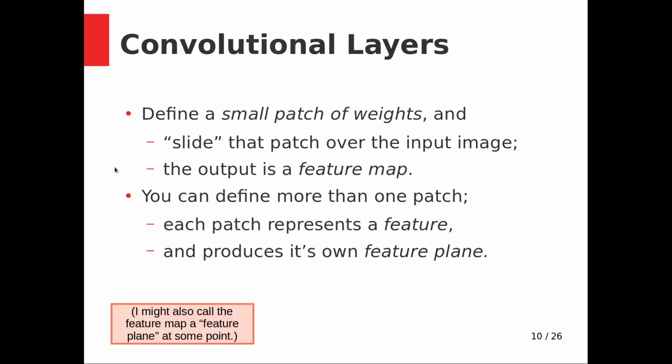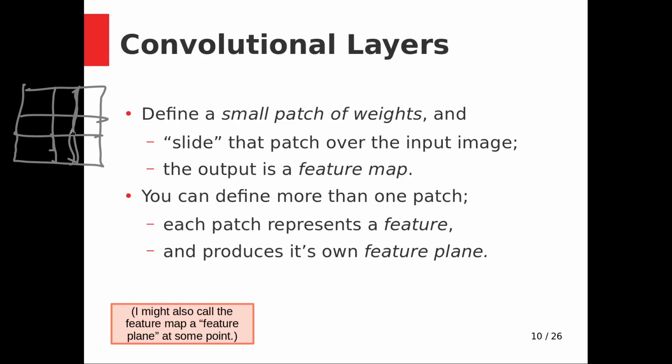Okay, so convolutional layers, right? The idea behind a convolutional layer is that we define a small patch of weights. Like a little 3 by 3 patch. We then slide that patch over the input image, and the output we get is a feature map. And I'll make that more concrete in a minute.